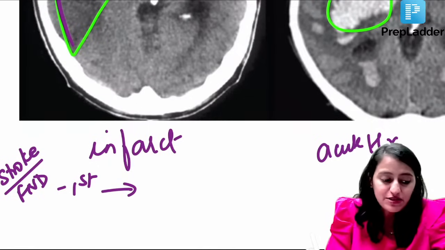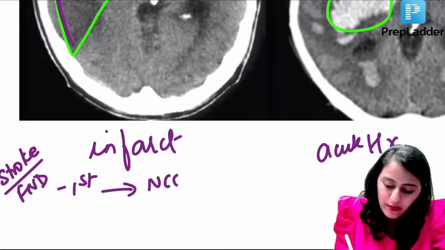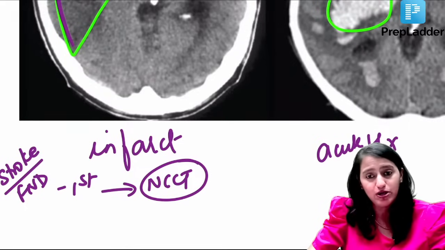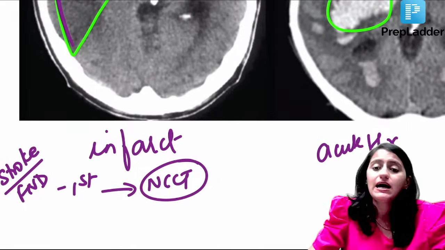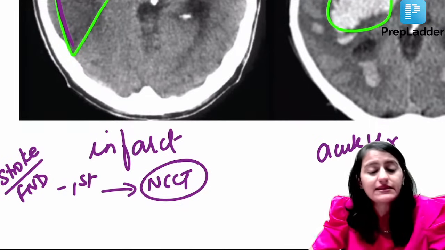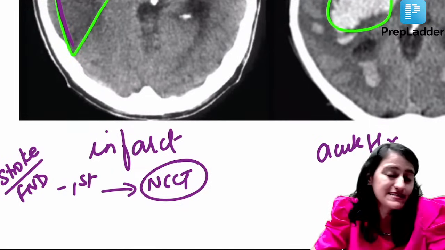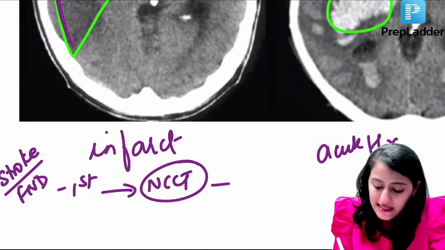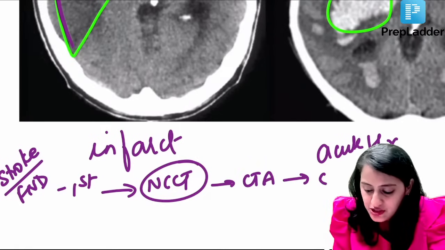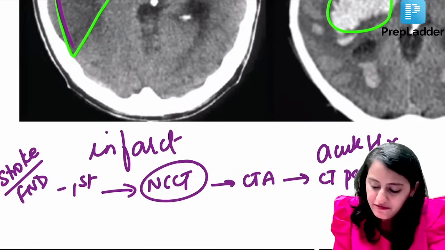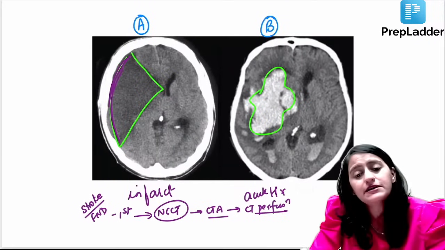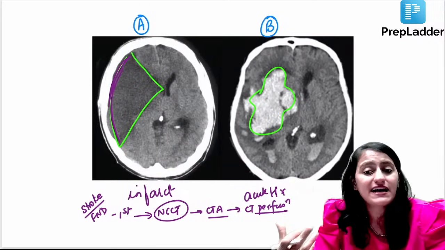What is the first investigation that you do in that case? Always, for any patient of stroke, it's going to be non-contrast CT, because you want to rule out hemorrhage, and because the entire management, thrombolysis karna hai, nahi karna hai, depends on the presence or absence of hemorrhage. So in the CT stroke protocol, you have NCCT, CT angiography, and CT perfusion. Remember, in the CT stroke protocol, we have NCCT, CT angiography, and CT perfusion.